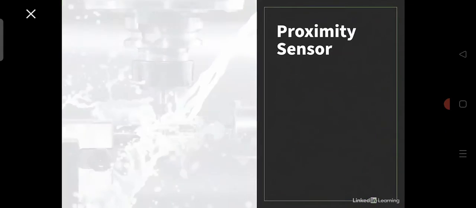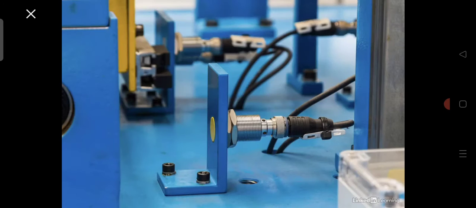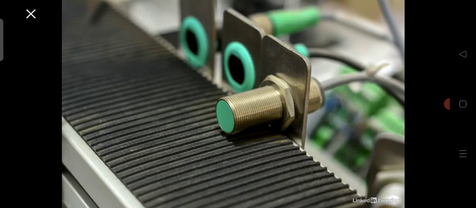They are encapsulated to protect the device against excessive vibration, liquids, and corrosive chemicals that you might find in industrial environments. And here are examples of how proximity sensors are mounted when used in industrial settings.